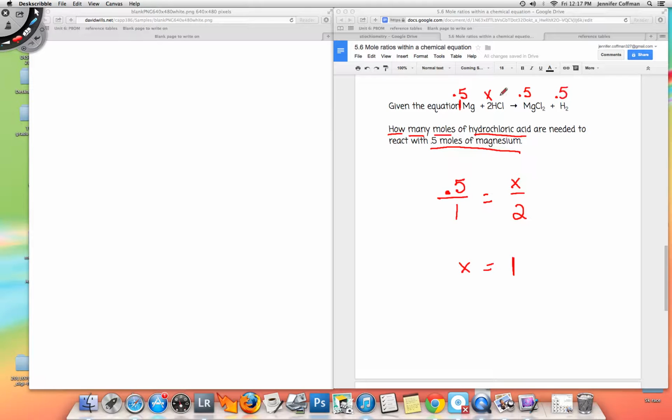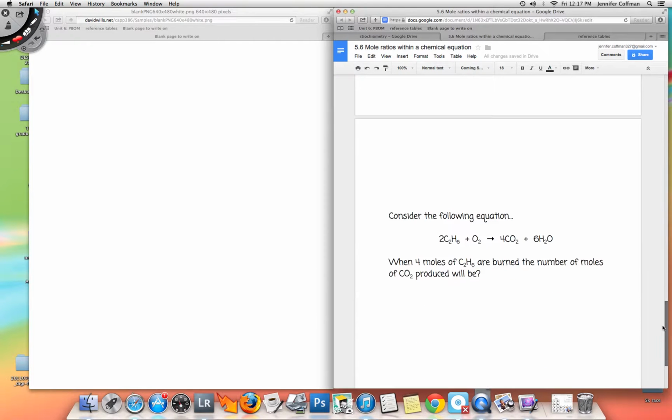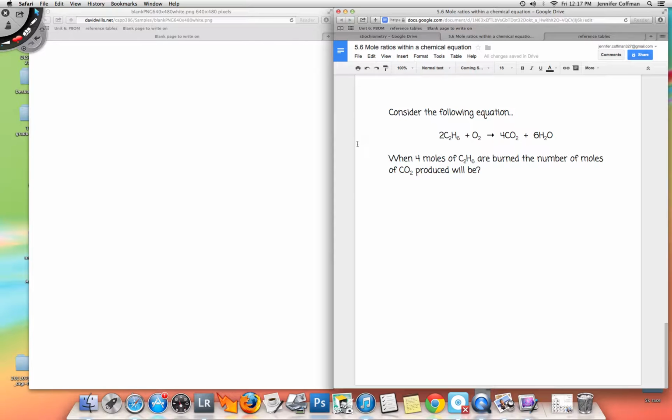That's as hard as they're going to get. Okay, they don't get much harder than that. So let's go to the next question. Let's see what is in store for us, because I didn't do these ahead of time. Okay, consider the following equation. 2 moles of C2H6 plus 7 moles of oxygen, so 2 is to 7, yields 4 moles of carbon dioxide and 6 moles of water.